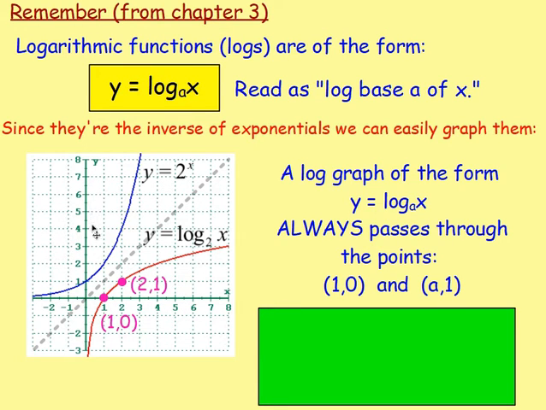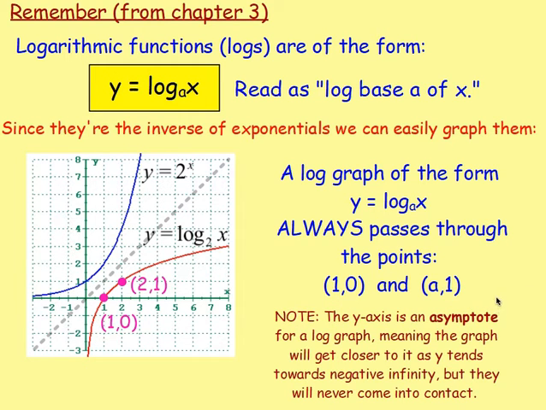This line here, this y-axis, if that just continued right the way down and this red line continued down as well, the y-axis is known as an asymptote. Woo! That means that the graph is going to get closer and closer to the y-axis, closer and closer to this asymptote, as y tends towards negative infinity. It keeps going down and down and down, but they're never going to come into contact.